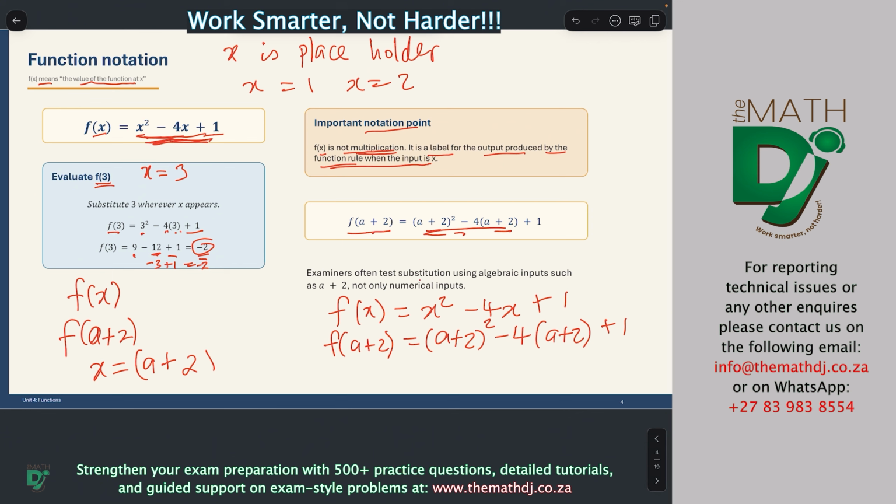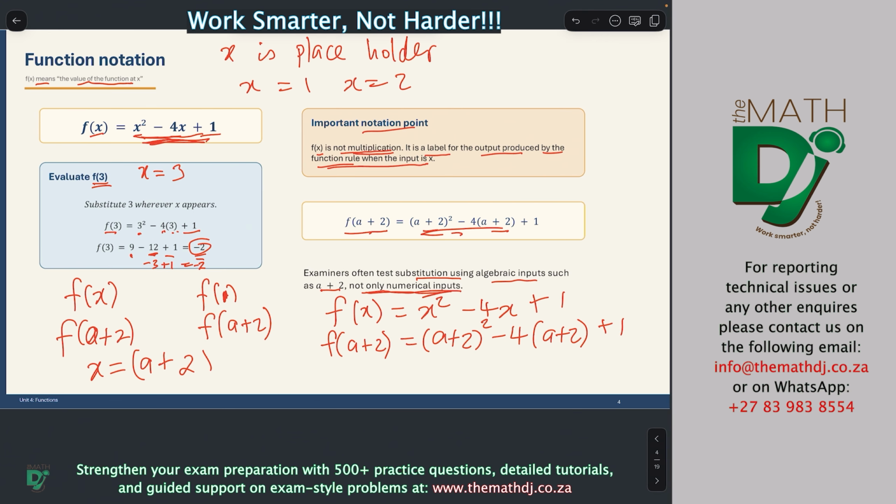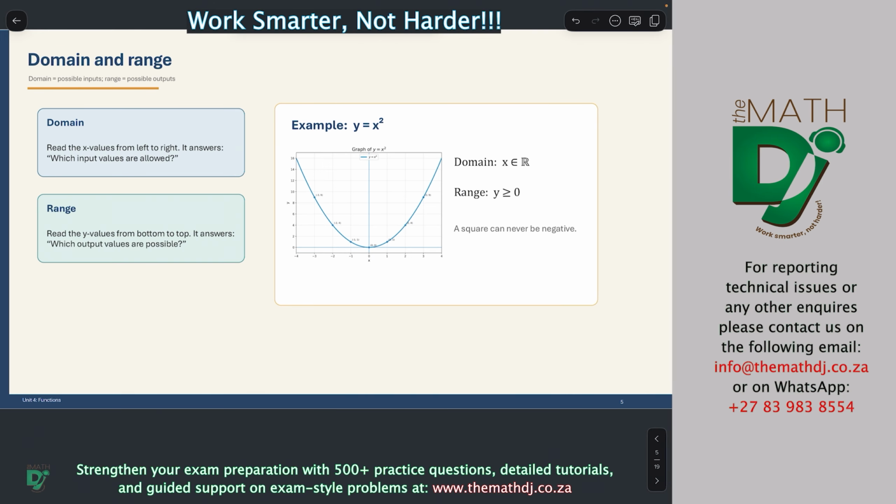So it just means you're substituting. Examiners often test substitution using algebraic inputs such as a + 2, not only numerical values. Sometimes you are asked to find f(1), and sometimes it can be f(a + 2). So it's not always numbers. Sometimes they give you algebraic expressions as inputs instead of numerical inputs. So you should be cognizant of such things. Let's move on to the next.